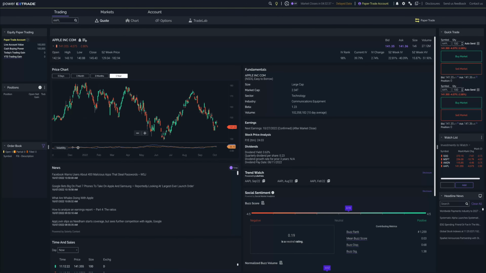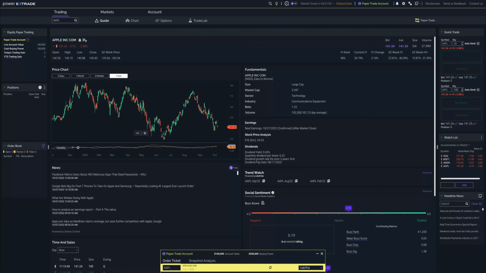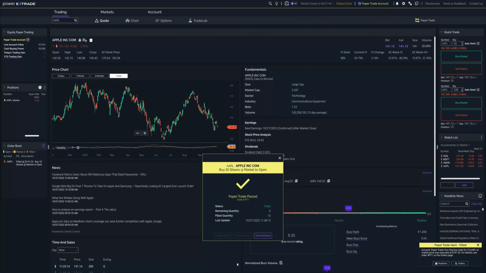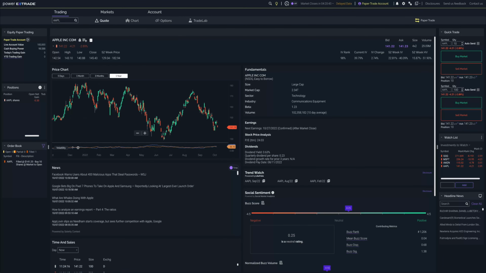Where all the action happens is the quick trade boxes where you can buy or sell market, and this happens because on Power Etrade paper account, the margin account is already activated. So if I want to buy 10 shares of Apple at market price, I will click buy, and then on the pop-up window, I will see an overview of my order and click send if I agree with it. Now, as you can see on the left side, those boxes have been populated and I have a total loss of about 30 to 50 cents.